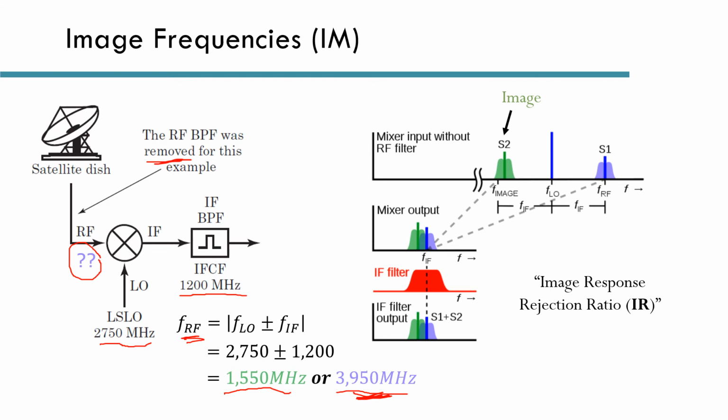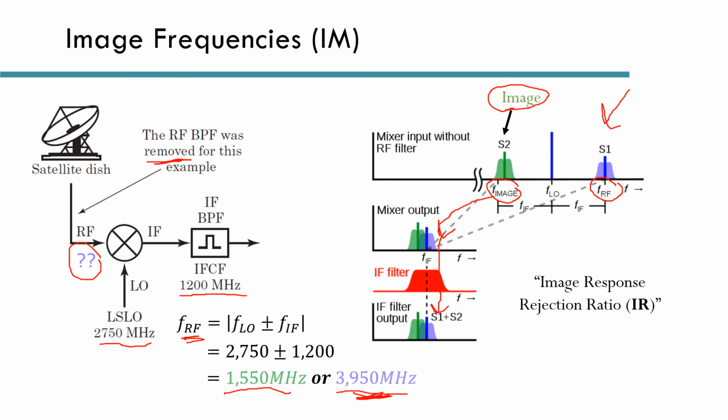But the mixer is also downconverting any signal at 1.55 gigahertz, and this signal will now appear at the IF port as noise that we don't want. And here I'm showing it graphically. This is the signal we want to downconvert at 3.95 gigahertz, and this is the image frequency at 1.55. Without any RF bandpass filter, this image frequency passes to the mixer output and then through the IF filter. And this is exactly another reason why the RF bandpass filter is important.